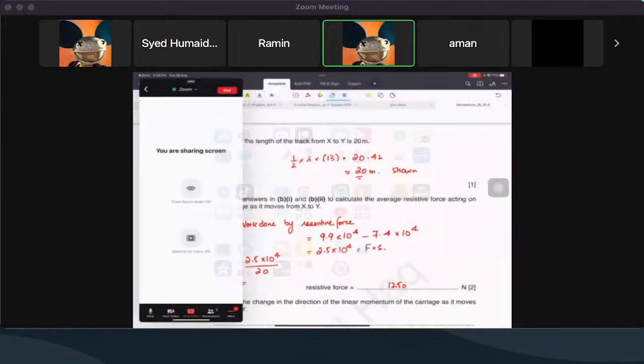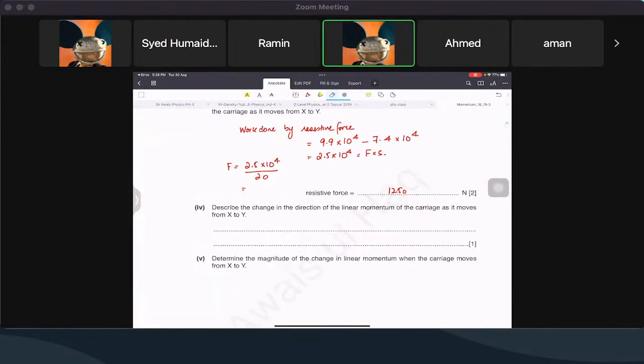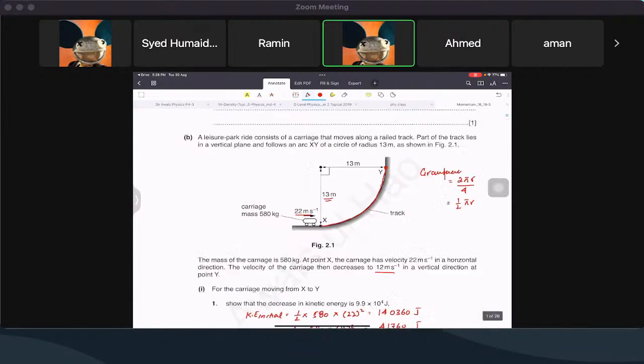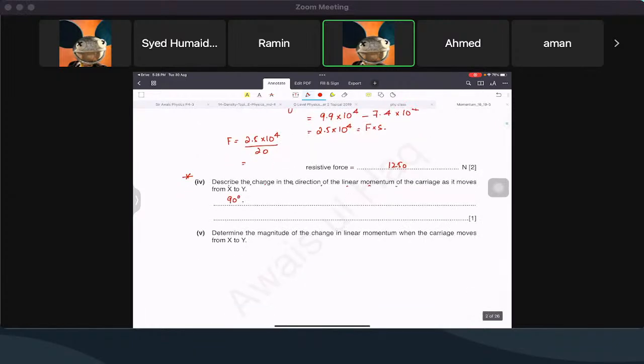Yes. Okay. Now, this is the question which I was actually doing. Describe the change in direction of linear momentum of the carriage as it moves from X to Y. Because momentum in this direction, they have already shown, is horizontal. When the carriage goes here on Y, it will be like this, which means the change is 90 degrees. You can also write perpendicular. You can also write horizontal to vertical.